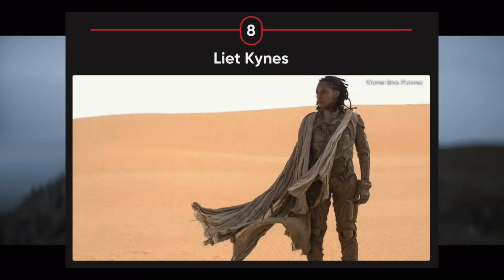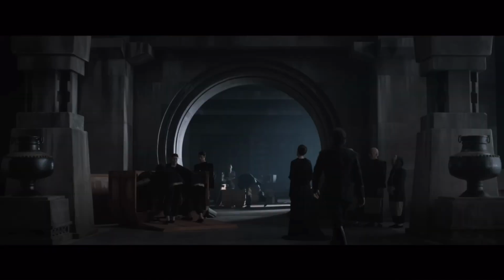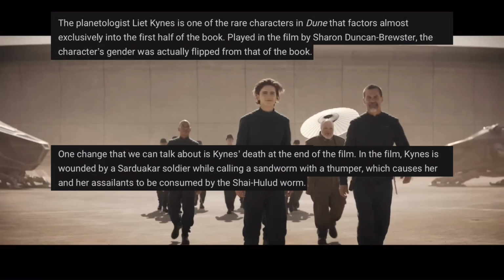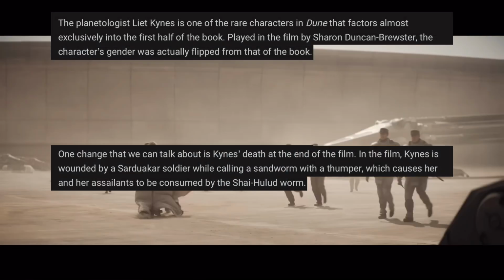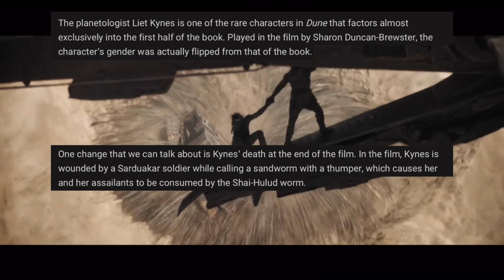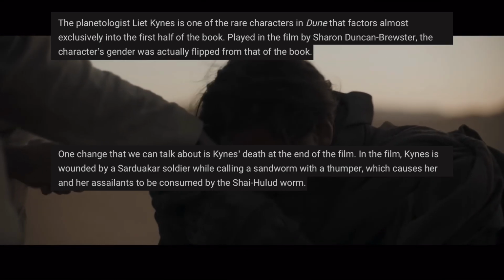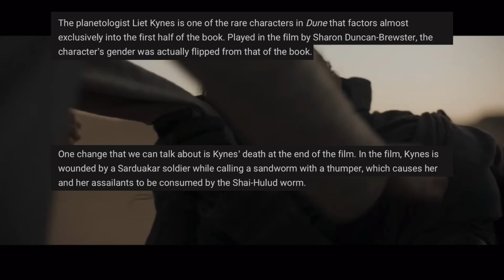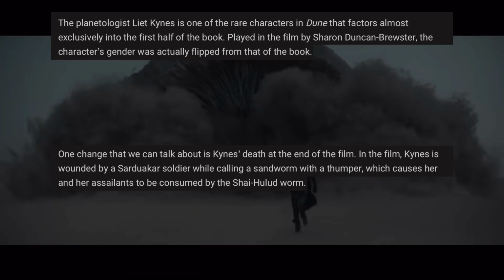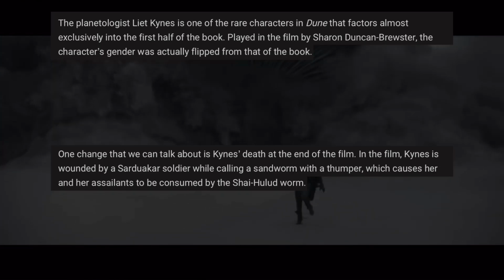Number 8, Liet Kynes. The planetologist Liet Kynes is one of the rare characters in Dune that factors almost exclusively into the first half of the book. The character's gender was actually flipped from that of the book. One change we can talk about is Kynes' death at the end of the film.